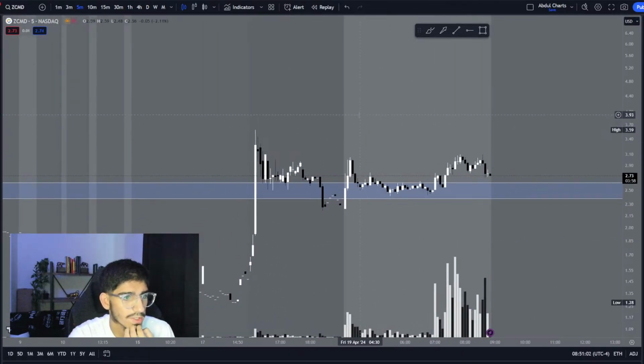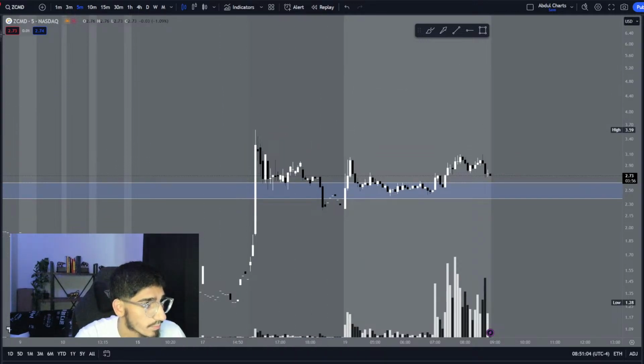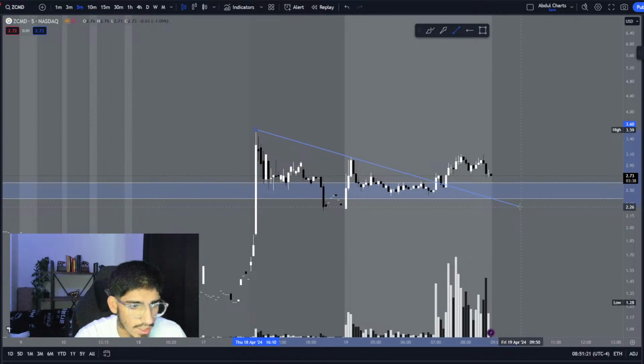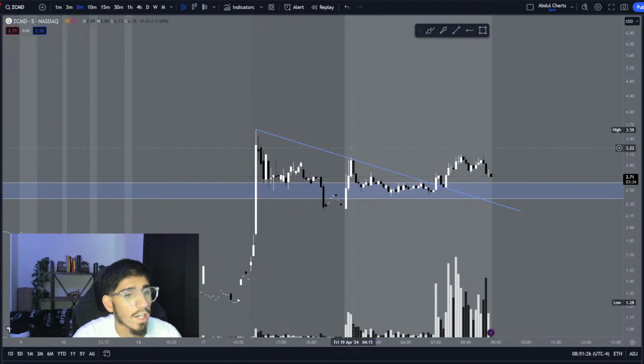So first things first, let's look at a little bit of the structure. So let's pull out our trend line and mark out from first high. Okay, we're going to look at the second high. Okay, so we did not break this initial high, right? So this tells us we're in a downtrend, right? So when we mark this out, we're just going to keep extending it. Okay, so we have a high here, and as soon as we break and retest this trend line on ZCMD, we break out.